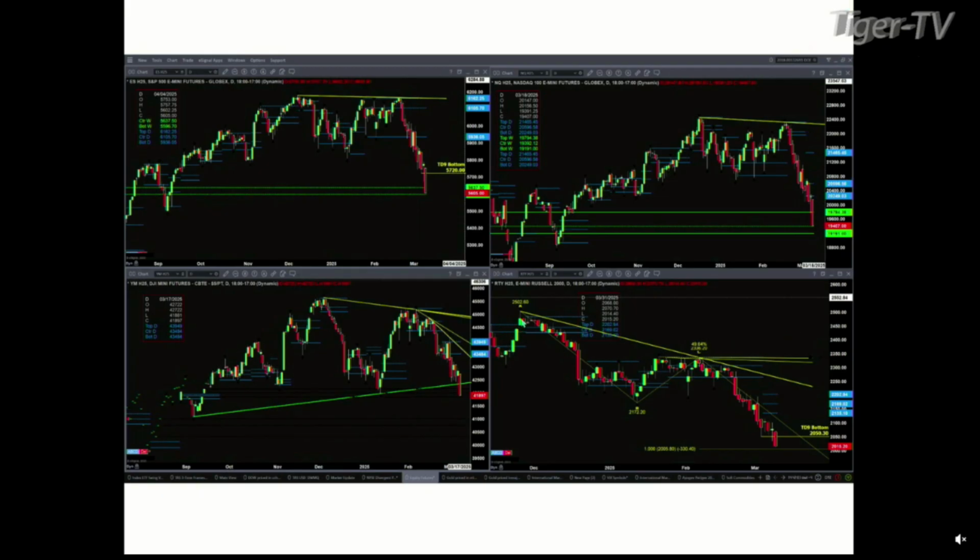In the case of the Russell 2000, you can see an AB equals CD pattern to the downside that's completed the 1-to-1 price objective. It'll continue to move lower, but a bullish reversal candle would confirm a buy-the-D-point pattern. The Dow is below support. I don't have any support for it on this set of charts.